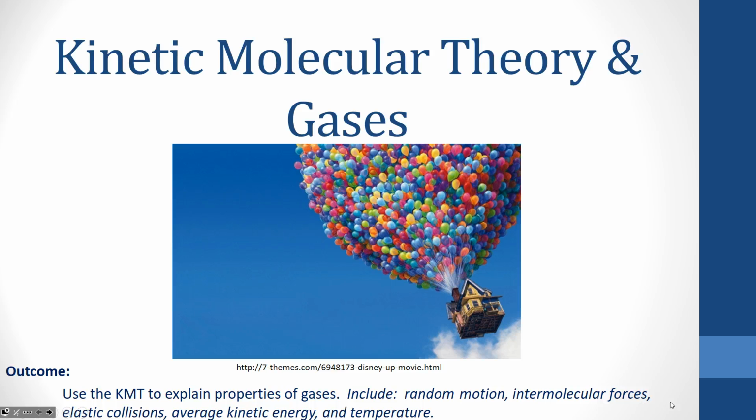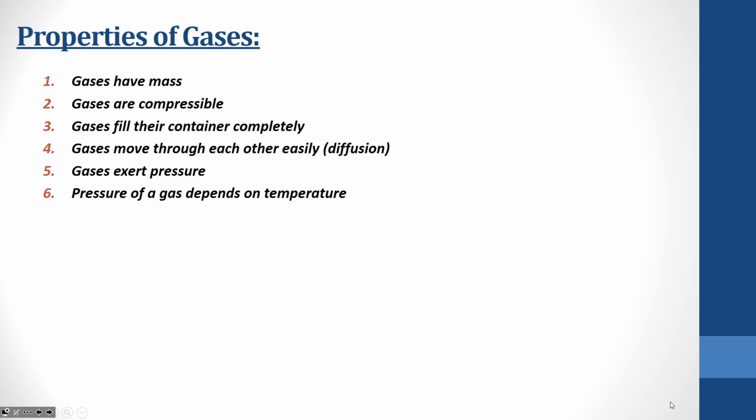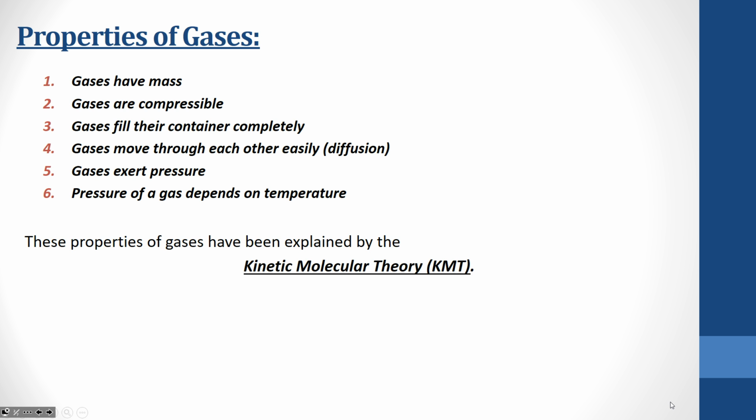The theory basically is used to explain gases, but we're going to later on use it to also explain the properties of solids and liquids. So some of the properties of gases are that they have mass, they're compressible, they fill their container completely, they move through each other easily, in other words, they diffuse, and they exert pressure on the container, and the pressure also depends on temperature. So we can go through all of these 6 properties and talk about them and explain them using the motion of particles and some logic of an understanding of the world around us. So these properties have all been explained by something called the kinetic molecular theory, or KMT for short.